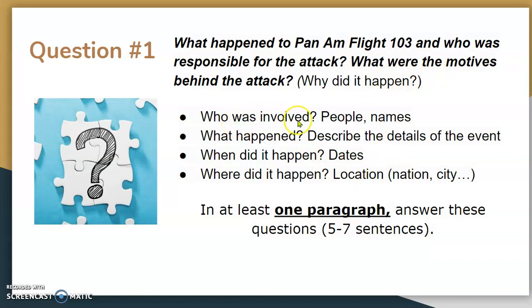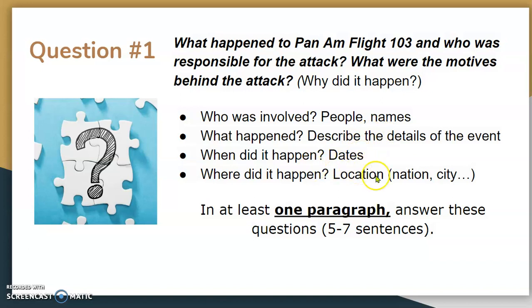So look at who was involved. What were the people? Who were their names? What happened? So describe the details of the event. What unfolded, basically. When did it happen? Always include the dates. It's very important to include the dates.